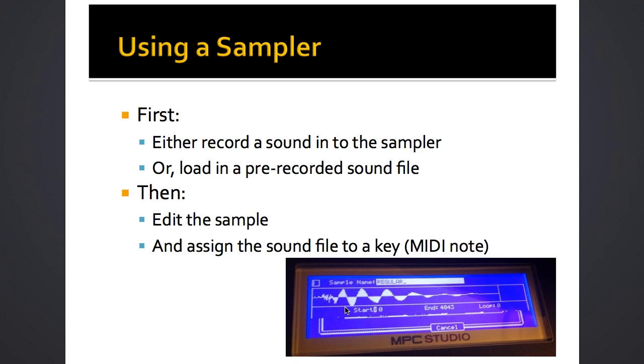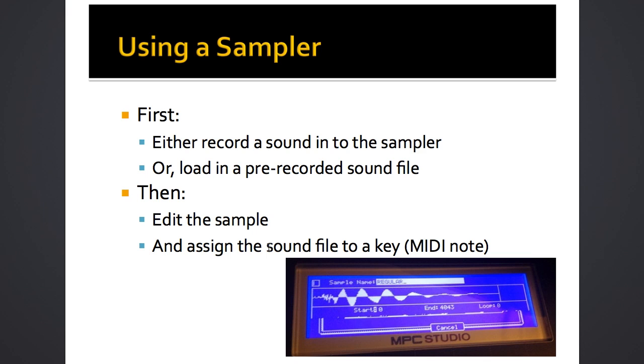And once we have the audio file in the sampler, we're going to edit the sample. If we've recorded directly into it, we probably need to truncate or cut off the beginning of the recording so that when we press the key, we hear the note jump in immediately. And if there's a bunch of extra space at the end, we might want to truncate off the end too. So we'll edit the sample a little bit.